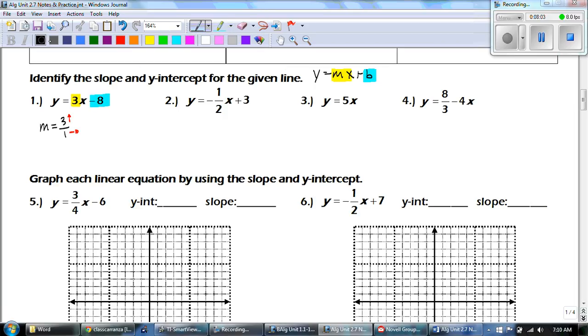Now the b is where we begin, and that's a point, so that's 0, -8. It would tell me that I would start at 0, -8 on the y-axis. So number 2, there's my slope. My slope is -1/2. It's already in a fraction for me. -1/2 tells me that I would go down 1 and to the right 2. And then my y-intercept, where we begin our graph, would be 0, 3.